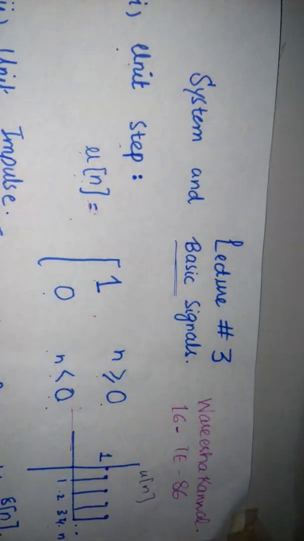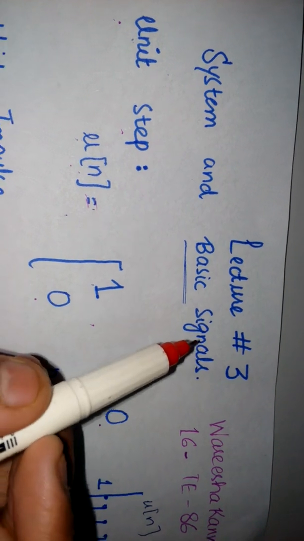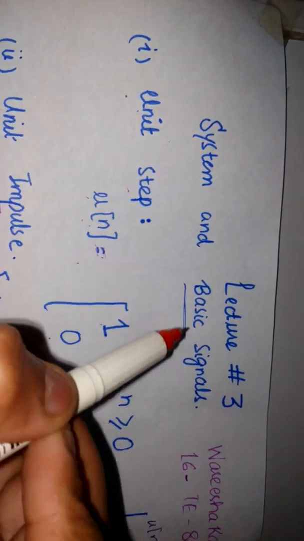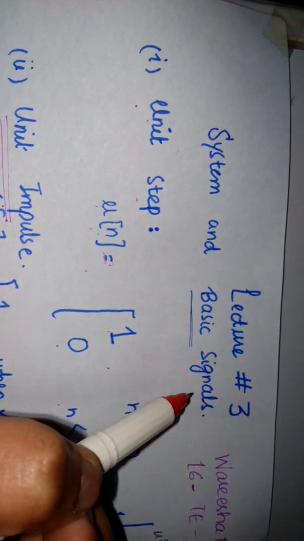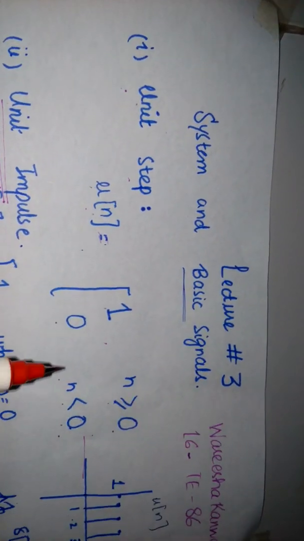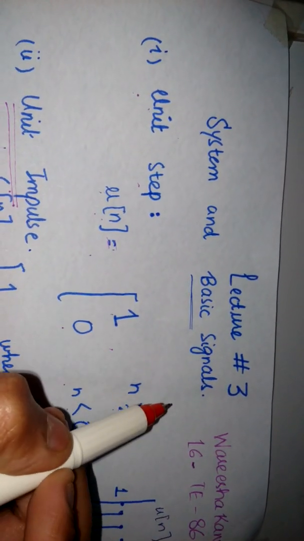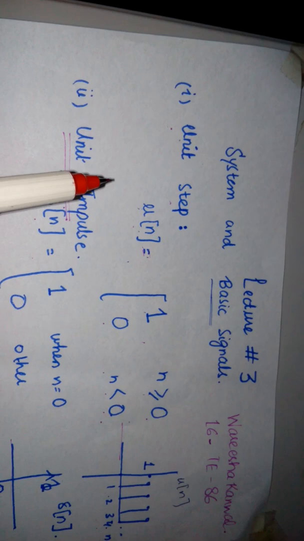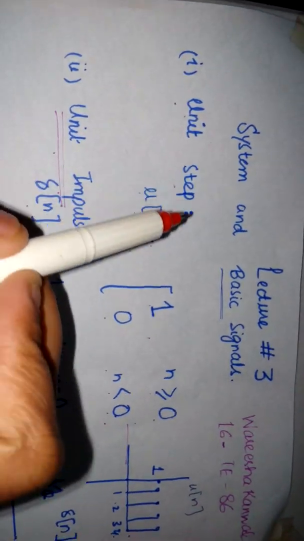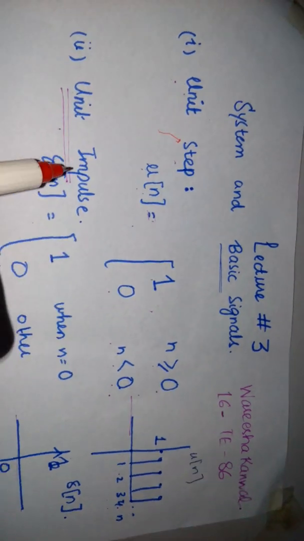Today is our third lecture of DSP, which is about systems and basic signals. First of all, I will explain basic signals. Actually, there are two basic signals which are the baseline of DSP, which are unit step and unit impulse.